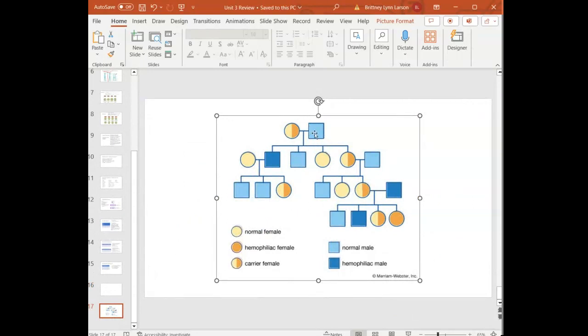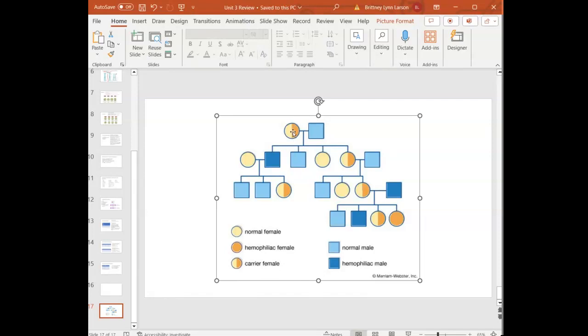My first generation would be this top 2 individuals here. My second generation would be the next line. Third generation would be the third line. Fourth generation, the fourth line. And we count individuals across to denote their numbers. So individual 1-1 is the female who starts generation 1.